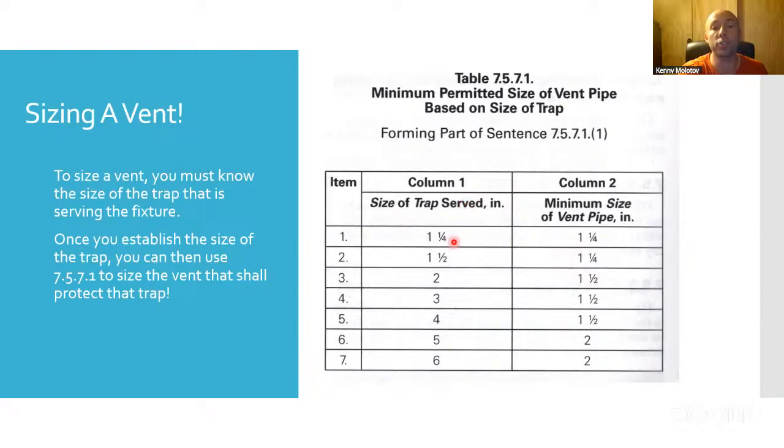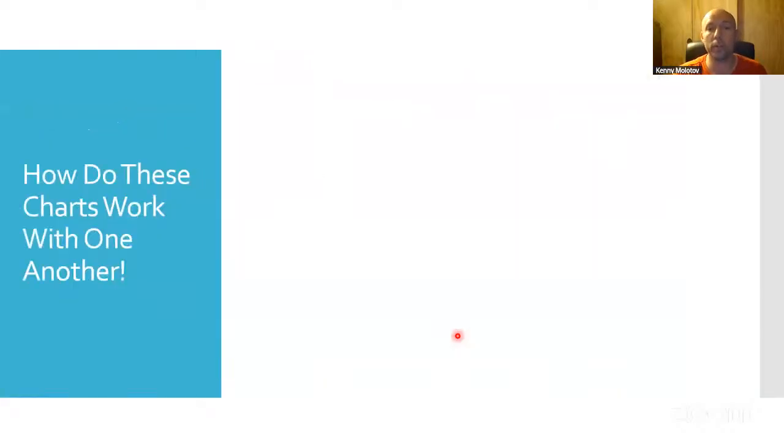If you have a 1.25 inch trap, you have a 1.25 inch vent, you're good. If you have a 1.5 inch trap, you're still good with a 1.25 inch vent. If you have a 2 inch trap, you're good with a 1.5 inch vent. If you have a 3 inch trap, you're good with a 1.5 inch vent. 4 inch trap, 1.5 inch is good. 5 inches goes to 2, and then 6 inch goes to 2. That sort of thing. Hopefully that makes sense.